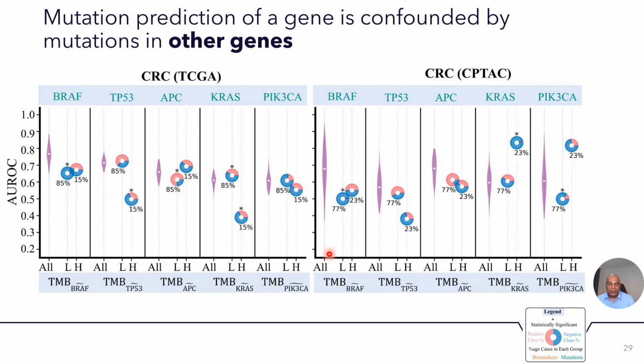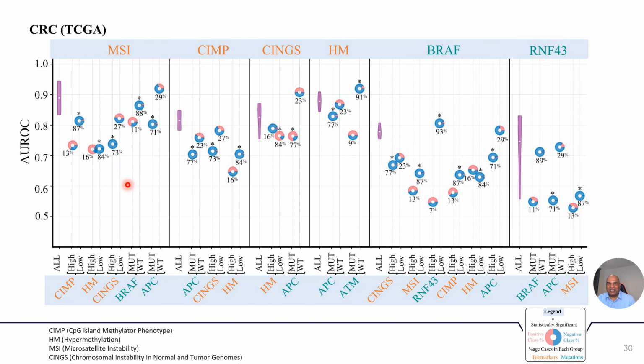Similarly, when we train a machine learning method to predict mutations in a certain gene, we expect that it will not be affected by mutations in other genes. But what we found is that if we train a method to predict mutations in TP53, and then stratify the patients into those with a high number of mutations in other genes or a low number of mutations in other genes, the model performance is actually confounded by mutations in other genes, which will not happen in a genomic test. So this is not nice. The same story holds in colorectal cancer.